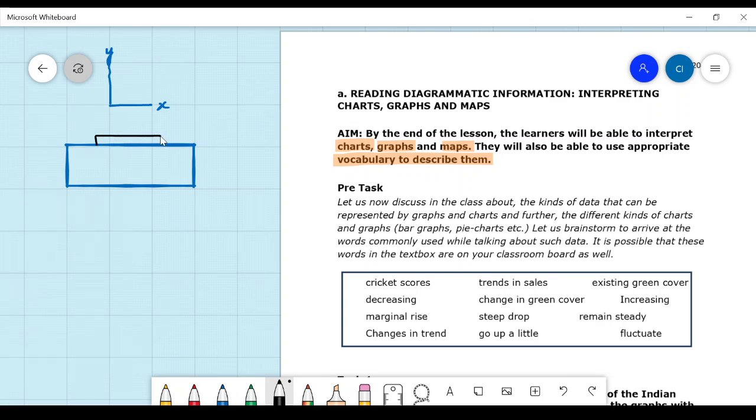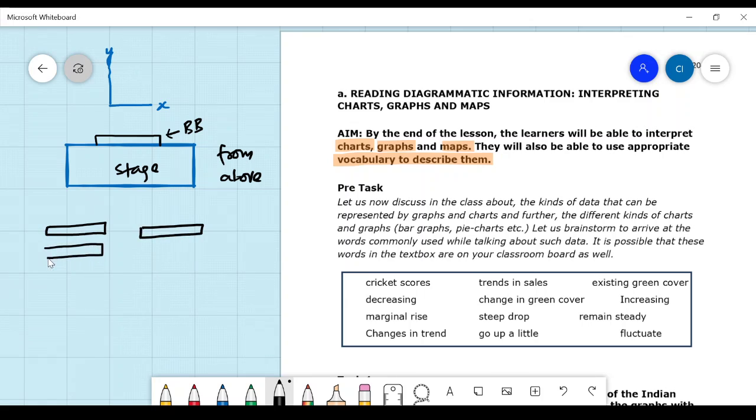Blackboard is here. Okay, this is a blackboard and this is the stage, and it's viewed from above. So here are your benches, and here you sit. Okay, here are your benches there. Now it is the top view. Suppose you go to the ceiling and view from there, you will see it like this.